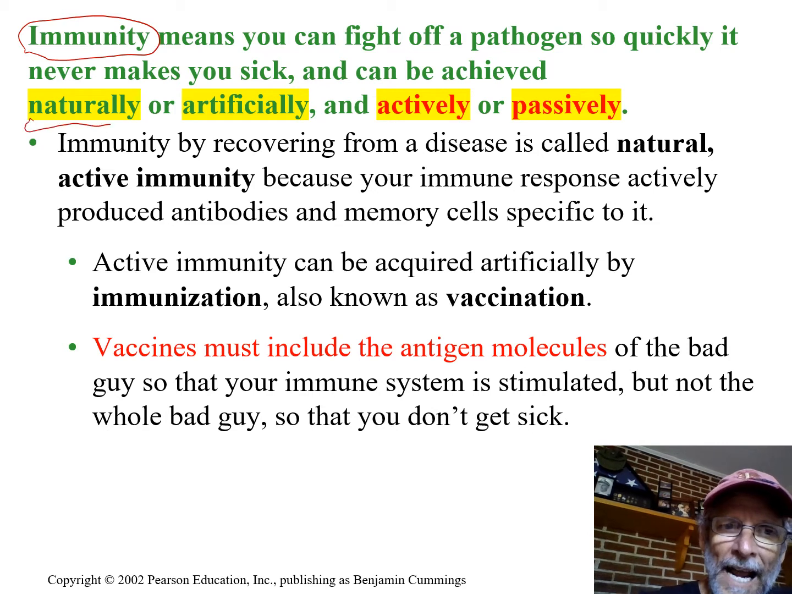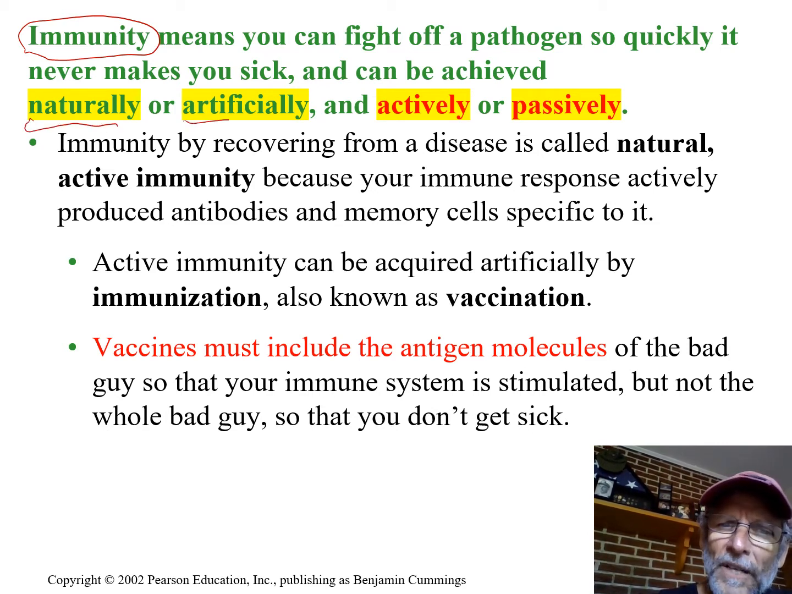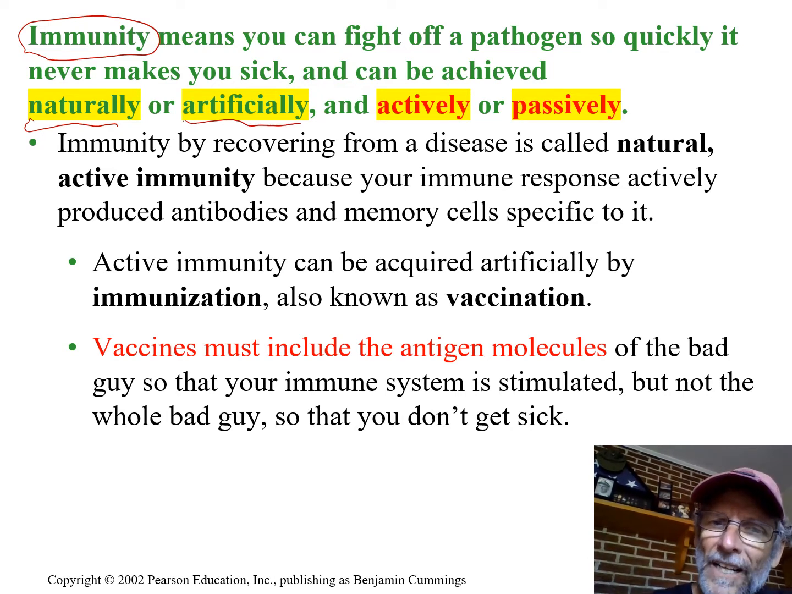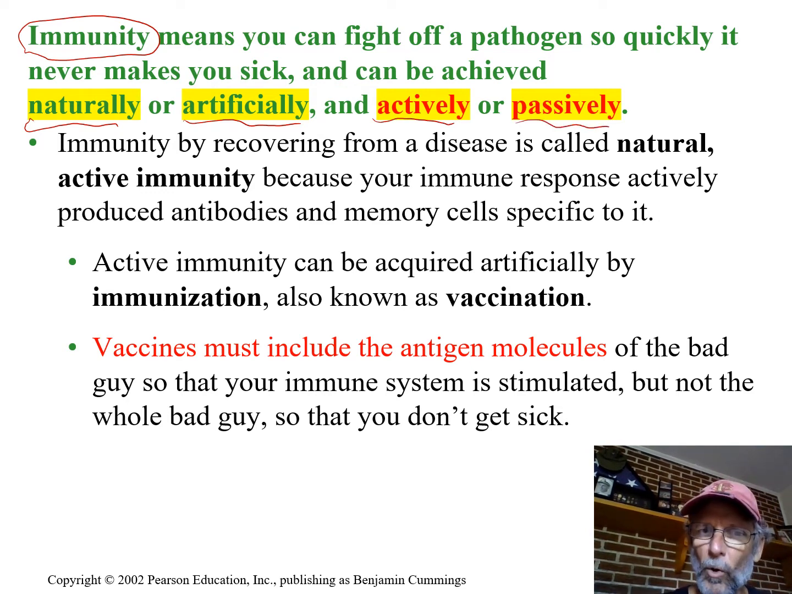can be due to natural things happening or things that we humans have done, which we would call artificial. And then we can also call it active immunity or passive immunity. So we're going to put those four words together in all the ways it can be put together. So here's what happens very naturally.